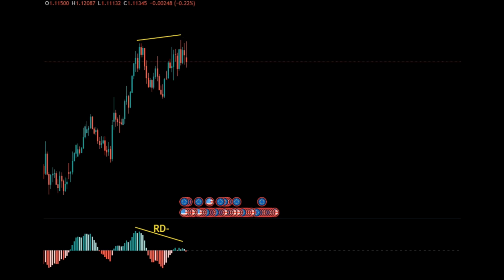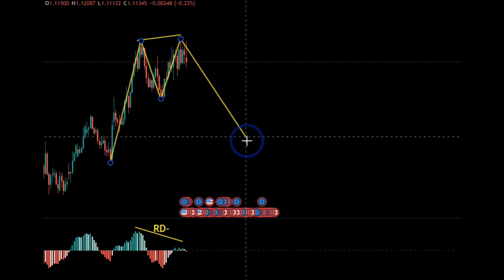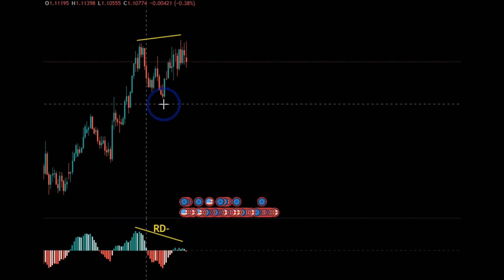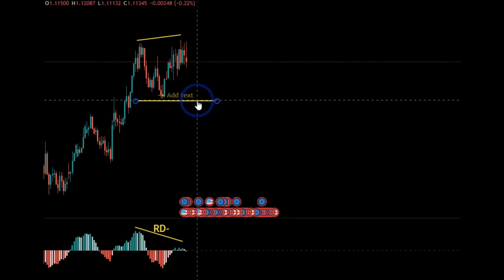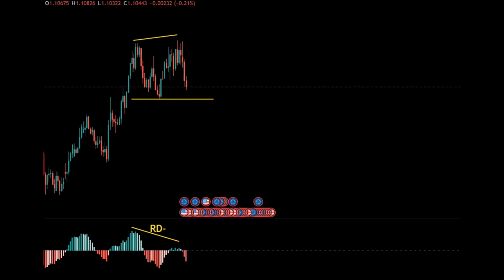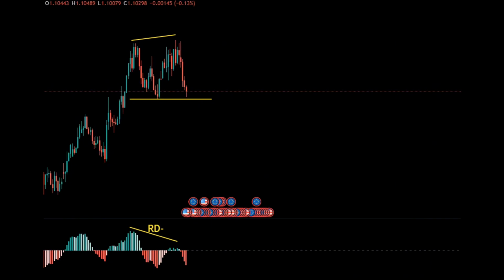Once the pattern is identified, we can draw the neckline to confirm that the pattern is forming. After the neckline is broken with strength, it serves as confirmation that the pattern is complete.